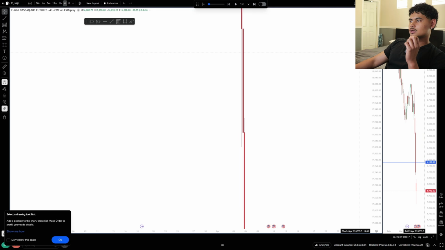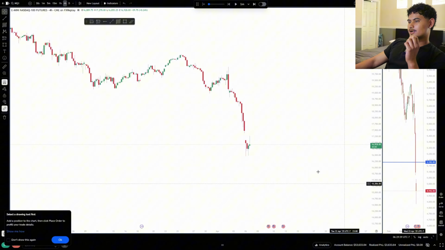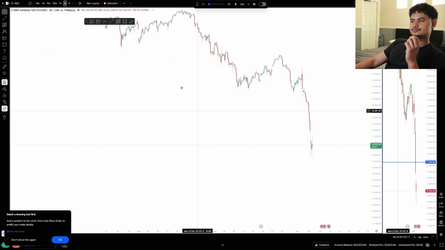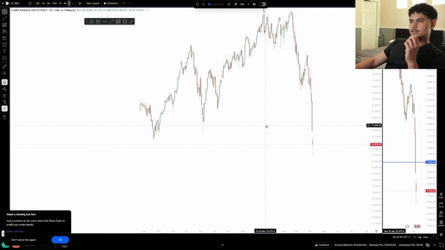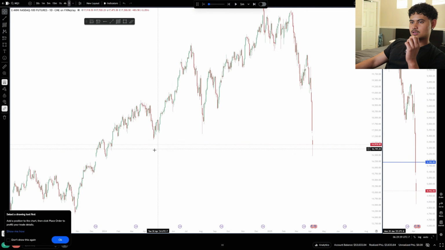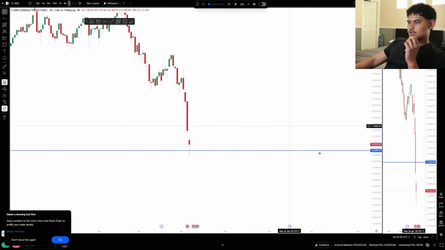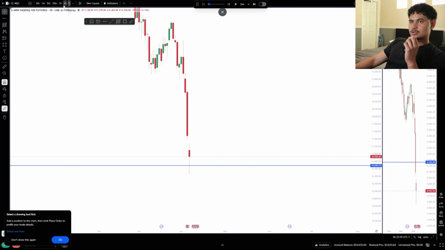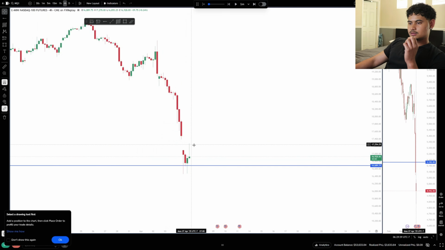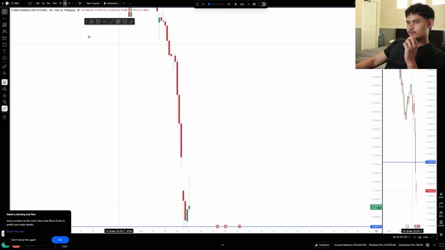Okay, cool. So price is still dumping. Price took out a lot of this liquidity. We took out this right here, and we have a gap. Is this Monday? Yes, it's Monday. So we need to fill this gap.